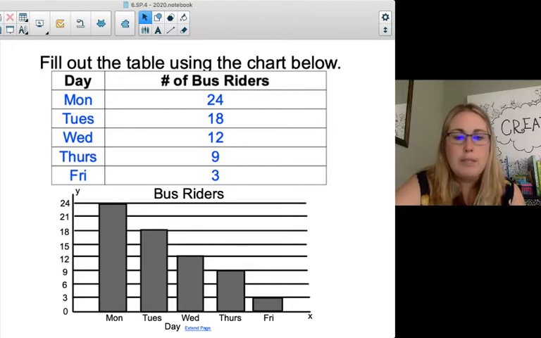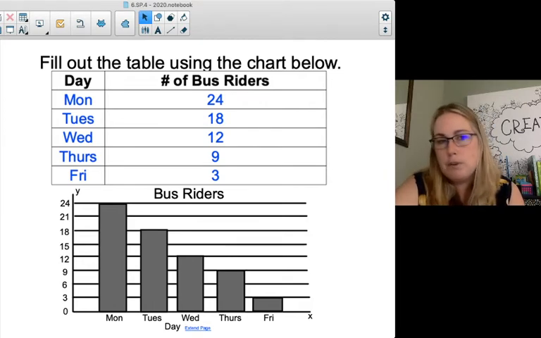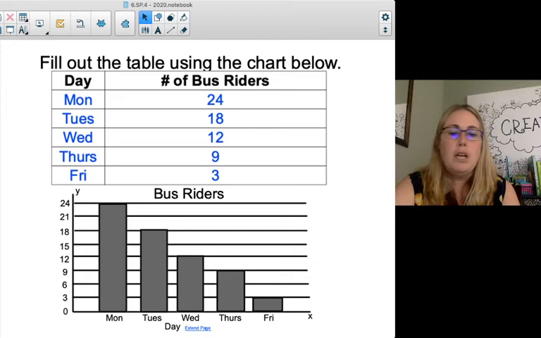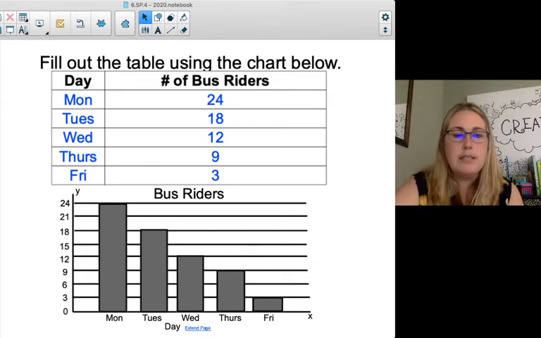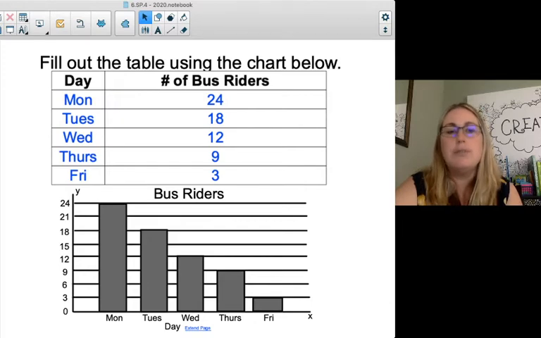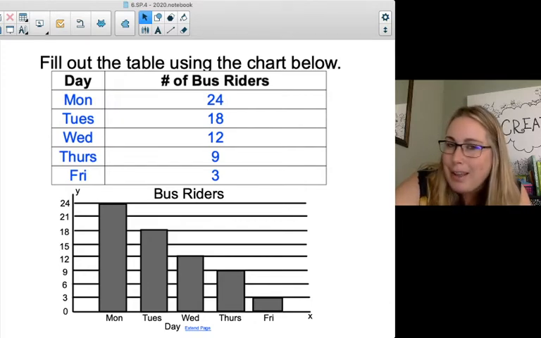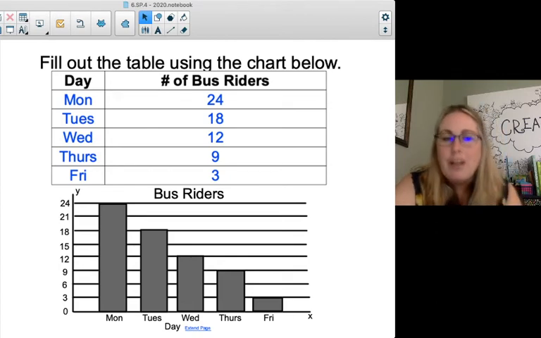On Monday, we see that this bar goes all the way up and touches that line that says 24, which means there were 24 bus riders on Monday. On Tuesday, this bar goes all the way up and touches that line that says 18. So on Tuesday, there were 18 bus riders. You guys have got this, right? I thought so. All right, I'll keep moving. If you don't, email me and we'll talk through it together.